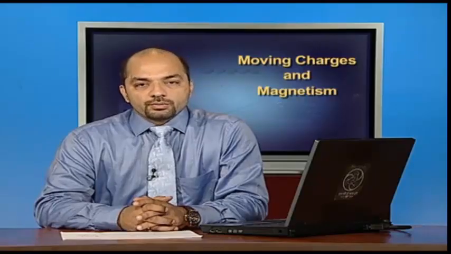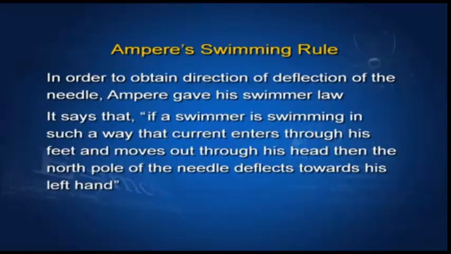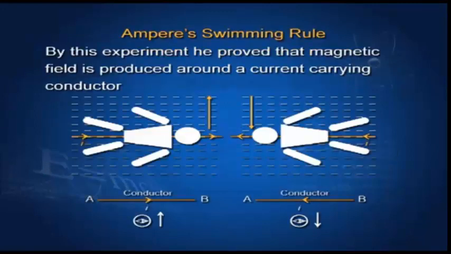Ampere's swimming rule. This rule helps us in finding the direction of deflection in the needle. It says that if a swimmer is swimming in such a way that current enters through his feet and moves out through his head, then the north pole of the needle deflects towards his left hand. By this experiment, he proved that a magnetic field is produced around a current carrying conductor.